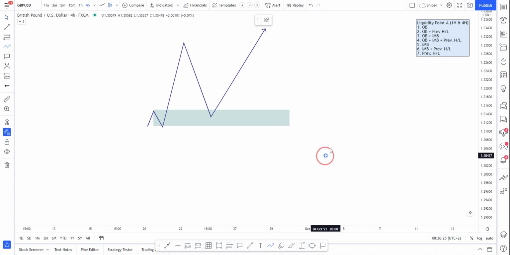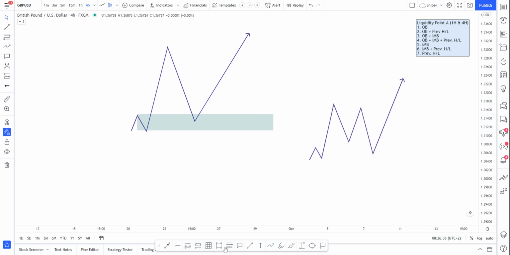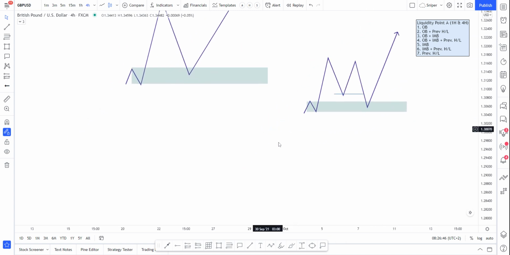The second one is where we have an order block. We can also create a low, so price failed to reach it, but then later on comes back, taps into the order block and moves up. So this is our second one, where we can see that we've created a low, order block, and price reaches into it. Then we have order block and imbalance.